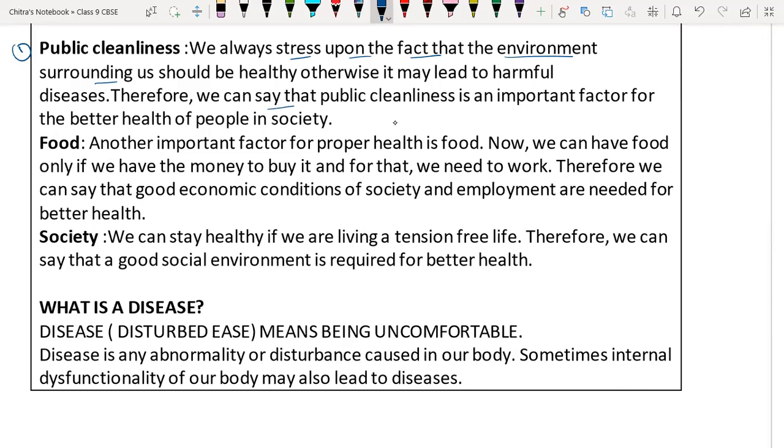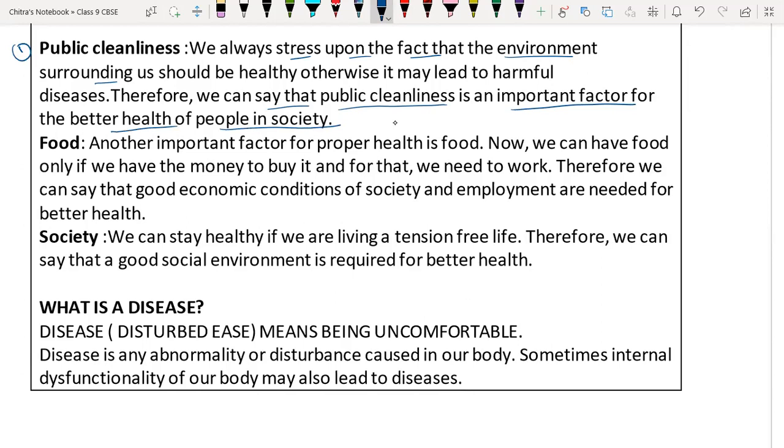Therefore, we can say that public cleanliness, and even maintaining personal hygiene, is a very important factor for the better health of the people in society. Is it, everyone? So public cleanliness and personal hygiene are very important to maintain the health of the person, and even the society. Is it?